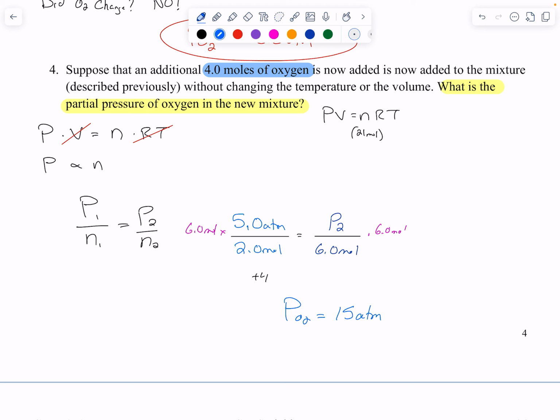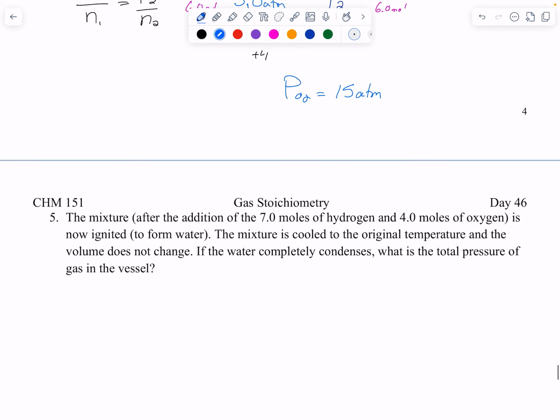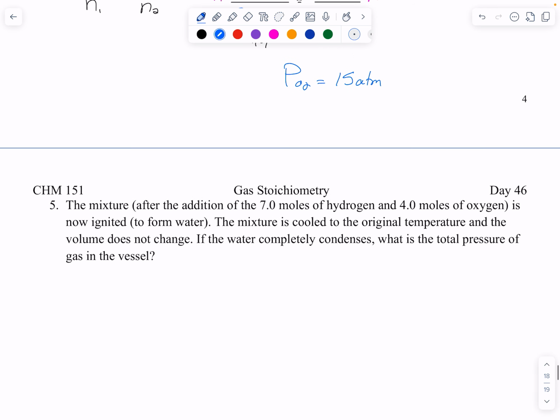Hopefully that works out for you guys. You see that relationship, that pressure is proportional to moles there. Now, number 5. Here it is. The mixture after the 7 moles of hydrogen. So that means now we have 12 moles of H2, because you started with 5.0 moles and we added the 7.0 moles. And oxygen, 4 moles of oxygen. We start with 2.0 moles, we added the 4.0 moles, so that means we have 6.0 moles of oxygen.